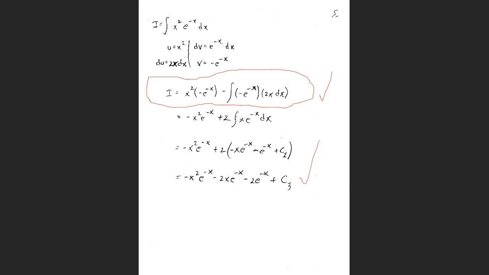And then I simplify things a little bit. What happens is this integral comes up again, right? But we already know the antiderivative of x times e to the negative x from the previous page. So I can just substitute that in. And so that gets us this integral here.